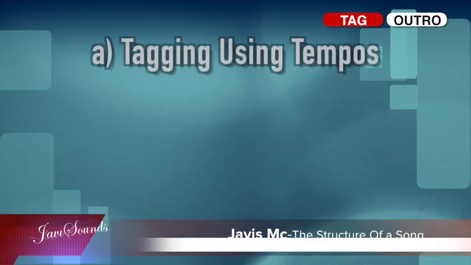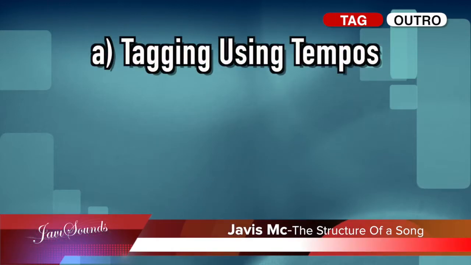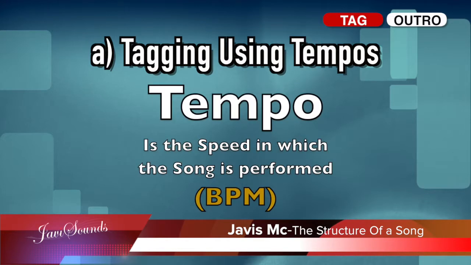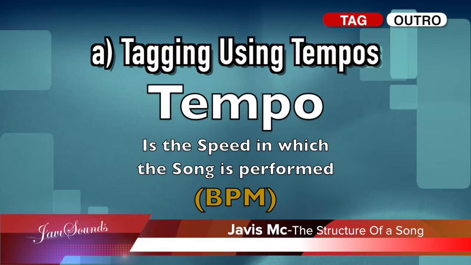For example, changing the tempo of the song. The speed at which a song is performed is its tempo, measured in beats per minute or BPM. You can create a tag in the course of singing by briefly either raising or lowering the tempo of your song to make it faster or slower than the general uniform flow of the song.